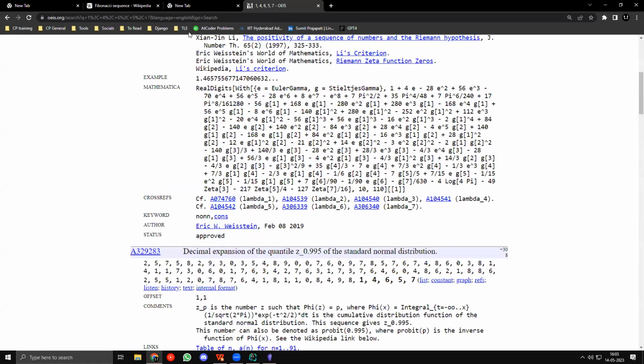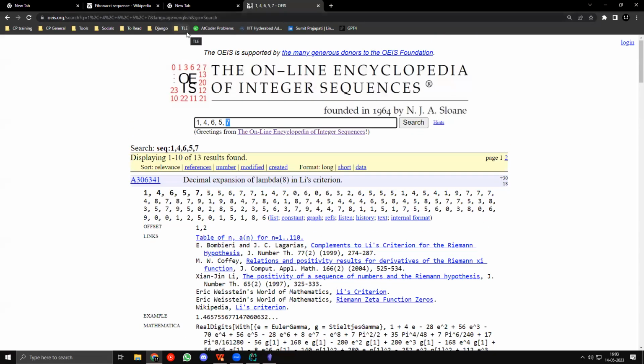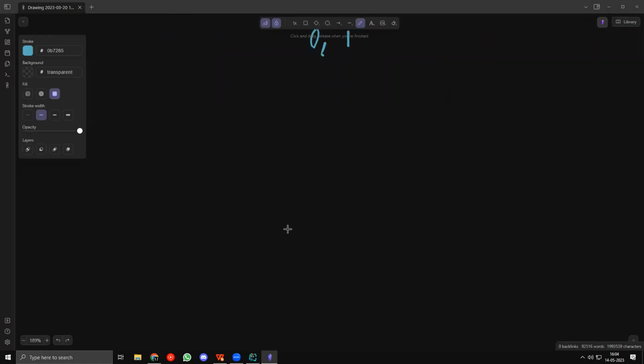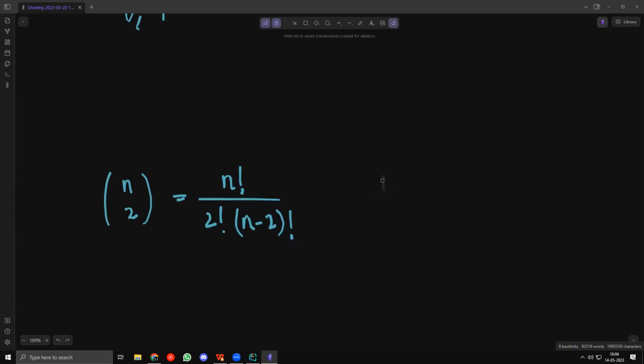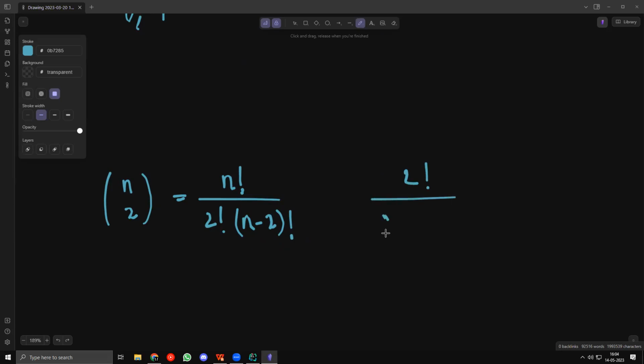Factorial is a very simple example. Let's take combinatorics. Let's say I take n-choose-2. This will be equal to n factorial divided by 2 factorial times n minus 2 factorial. Let's do this for n equal to 1. Actually, for 1 we can't do this. Let's do this for 2. For 2, that would be 2 factorial divided by 2 factorial times 1, so this is just equal to 1.